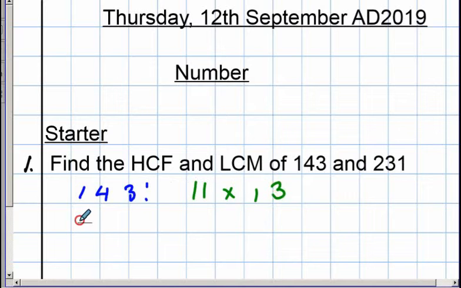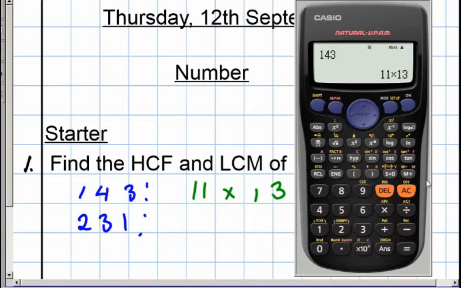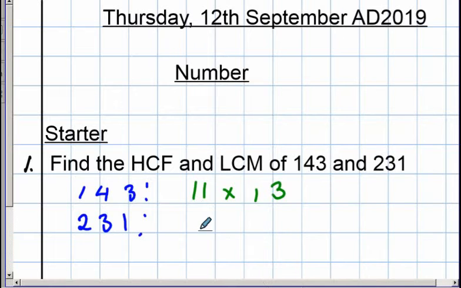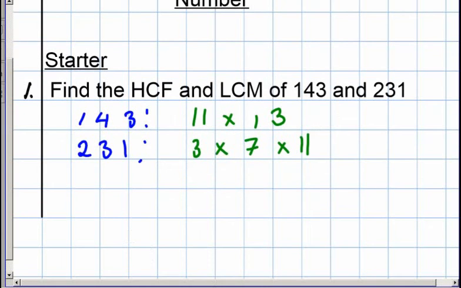What about 231? Well, again, let's use our calculator to do the work. Type in 231, press shift, and that button with FACT above it, and you get 3 times 7 times 11.